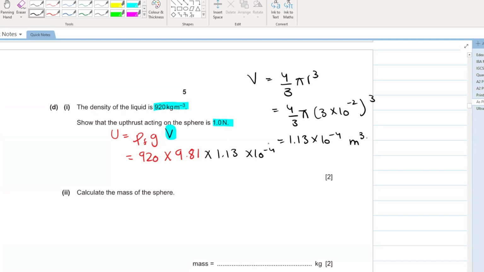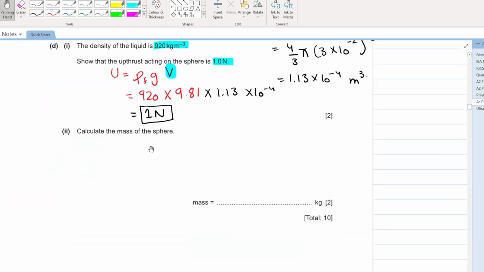Now multiply all these things and find the answer for the upthrust. Let's see what the answer comes out to be. The answer comes out to be roughly 1 Newton. This is what we had to prove. Simple. Now, you have to calculate the mass of the sphere.